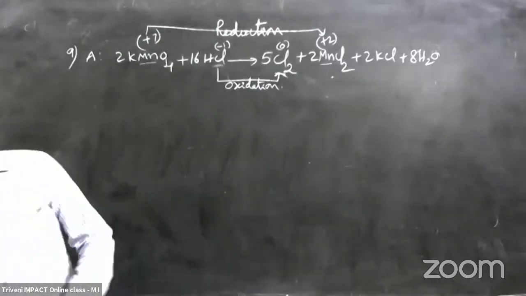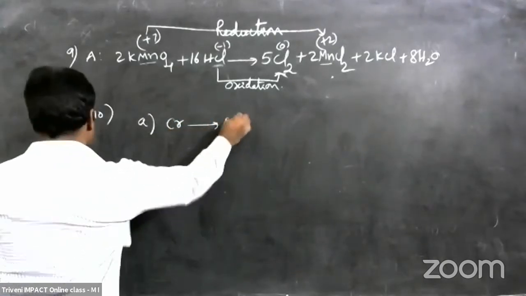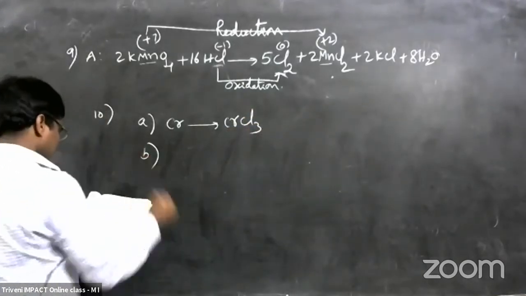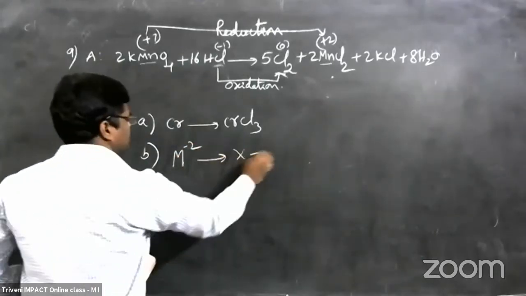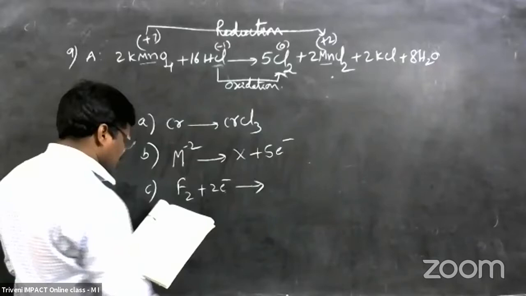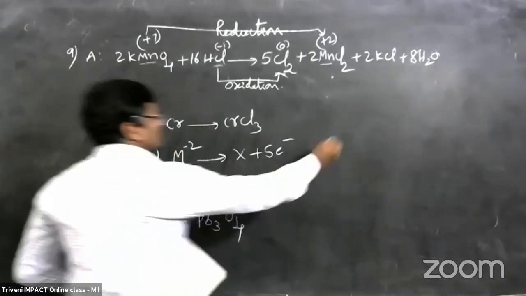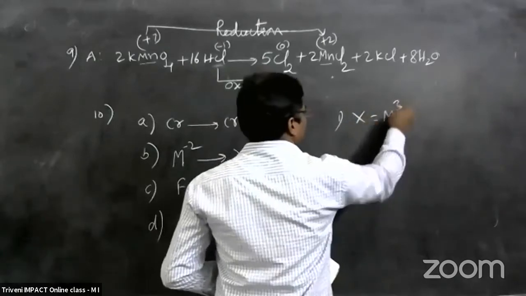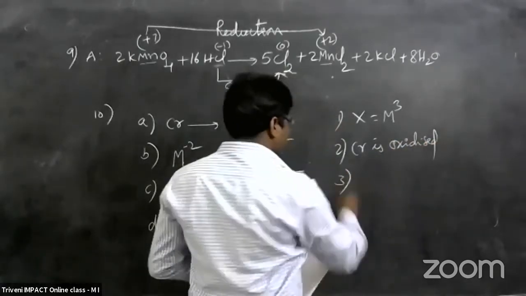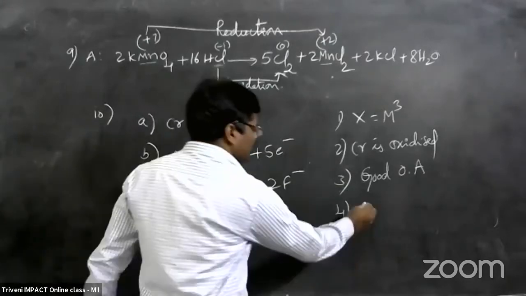Okay. Now coming to matching, all of you see the matching 10th one. Column 1: A, Cr gives Cl. B, M minus 2 gives rise to X plus 5 electrons. Third one, F2 plus 2 electrons gives rise to 2F minus. And fourth one, Pb3O4. Column 2: first one, X is equal to M power 3. Second one, Cr is oxidized. Third one, good oxidizing agent. Fourth one, F is reduced.